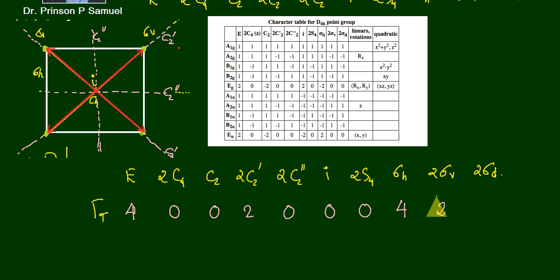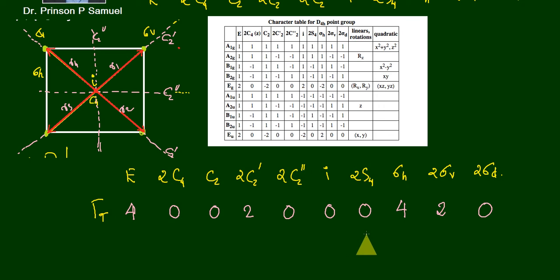What about sigma d? Sigma d is the dihedral plane that is bisecting the bond angle between any two of the bonds, right? So that vertical mirror plane does not contain any of the vectors. Therefore, the total character corresponding to that is equal to 0. If you want to specify these vectors, you can call them R1, R2, R3, and R4. So these are the total characters corresponding to different operations.